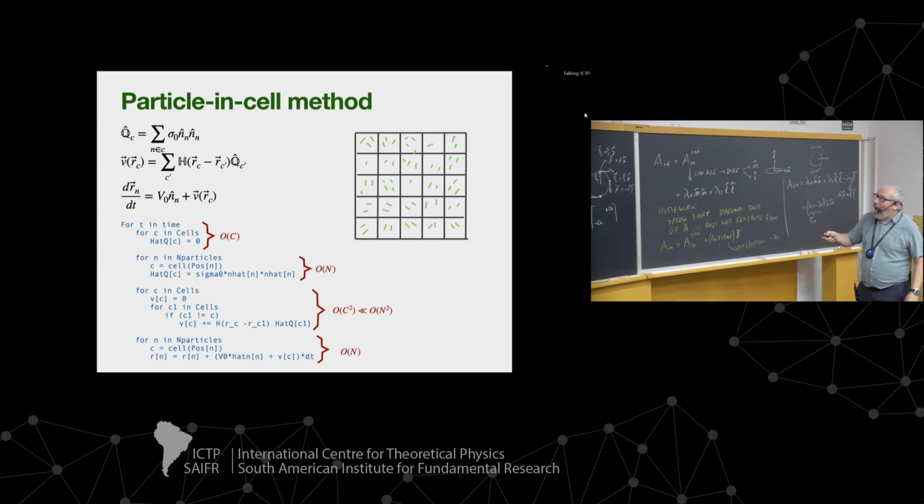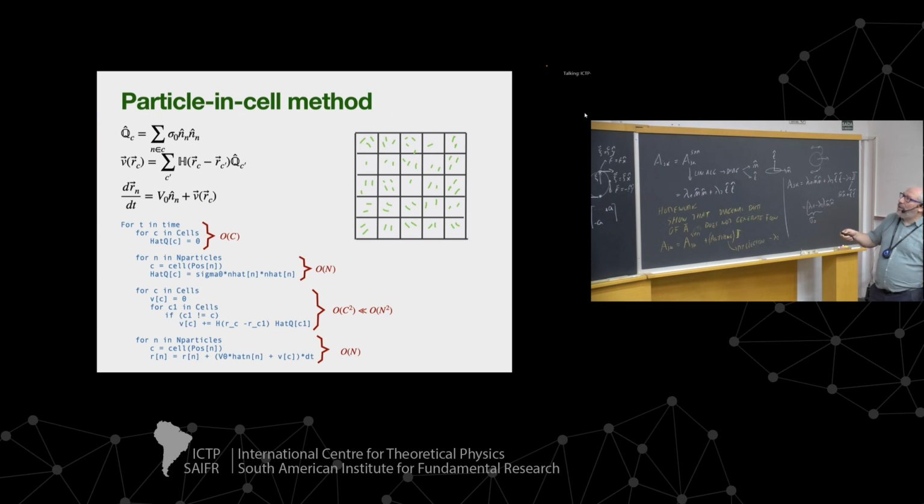And then finally you run over all the particles. Again, you see in which cell the bacterium belongs, and you simply say that the position is going to be the previous position plus its own velocity, the velocity at the cell, times dt. That's it. That's the algorithm.